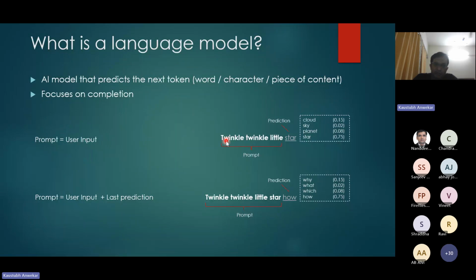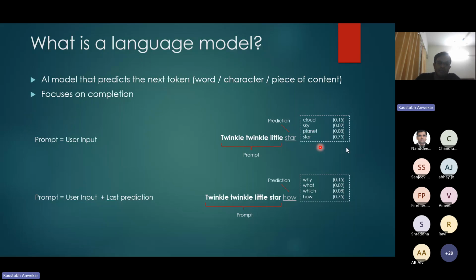Now, let's say my prompt is twinkle, twinkle, little. This is my prompt. What is the next word? We all know it is star because we all learned that in junior KG itself. So why star? Why not cloud? Why not sky, planet? What happens is that a language model is trained on a very large corpus of text data. They claim that the likes of GPT have scanned through the entire internet and got all the text data available on the internet to learn from. So just imagine the kind of data this language model is trained upon. Obviously it has come across this sentence many times, twinkle twinkle little star, the poem.